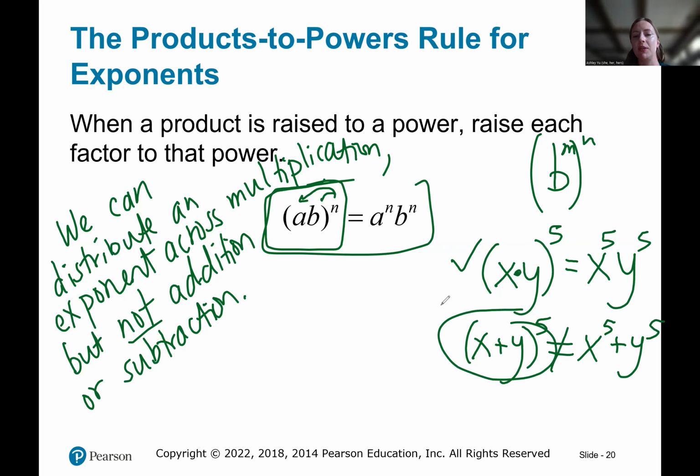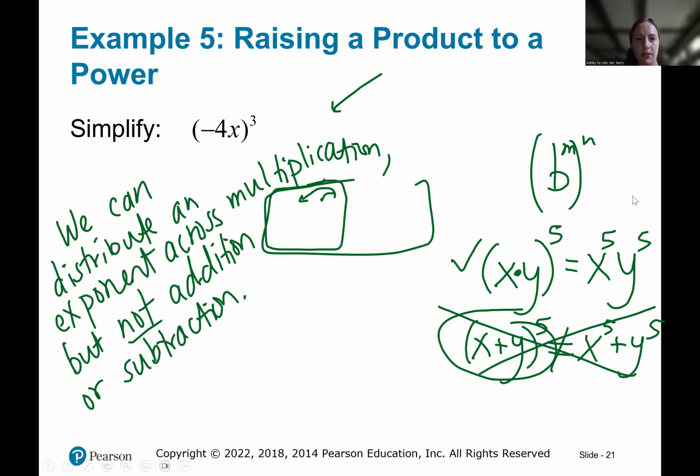This we'd have to do a different way, which we'll talk about later. I just want to make sure that's clear because it's not obvious. This almost feels like this rule says you can always distribute a power. That's fine, but it's only across multiplication.